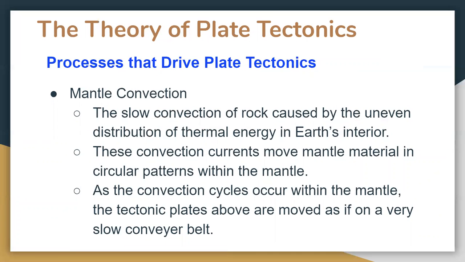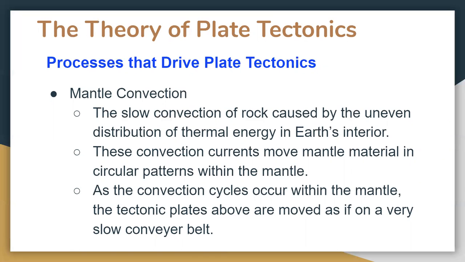All right, now the theory of plate tectonics doesn't just include evidence that it's happening, but it also explains how. And that was one of the biggest things that Alfred Wegener was missing from his hypothesis of continental drift. So the main process that drives plate tectonics is called mantle convection. The slow convection of rock caused by the uneven distribution of thermal energy in Earth's interior. Convection refers to the movement of rock up or down based on differences in density. So hotter rock rises over time, cooler rock sinks.